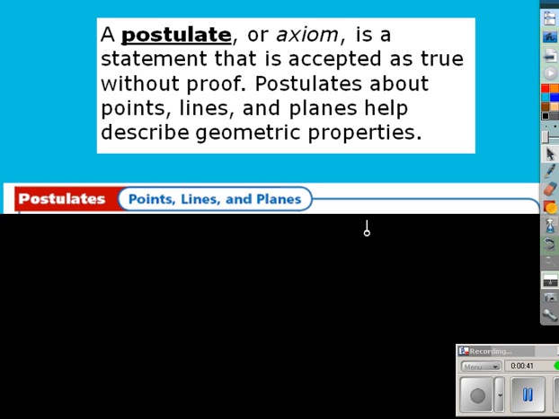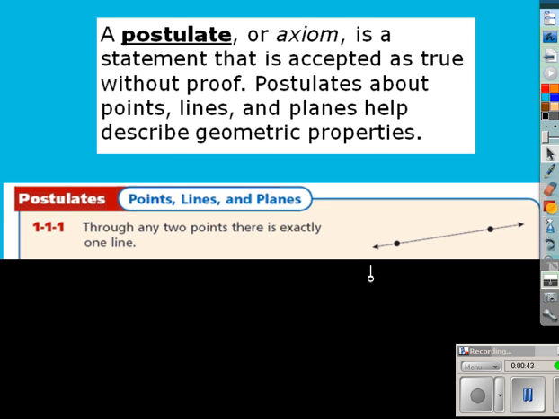First one we're going to look at, postulate 1-1-1, says through any 2 points there is exactly one line. What that means is if you draw any 2 points on your paper or in the universe, you can only draw one straight line that connects the two. You could not draw another straight line that connects those 2 points.